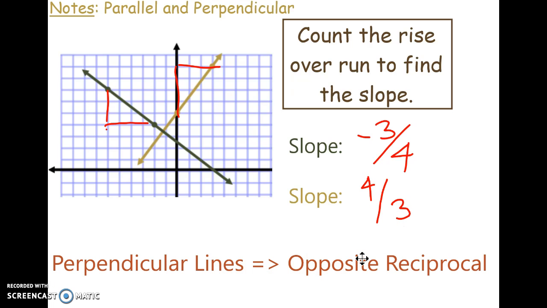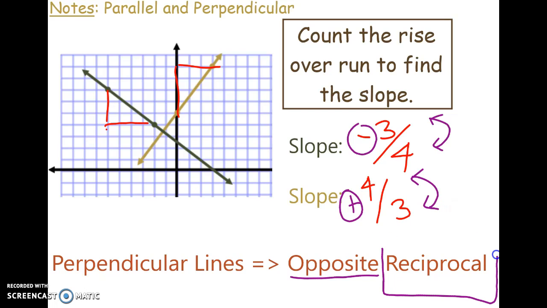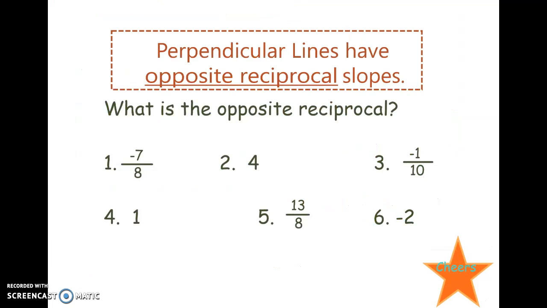So if you remember, perpendicular lines, their slopes are opposite reciprocals. The opposite part refers to the sign. The reciprocal is a flipping of the fraction. The 3/4 compared to 4/3 is the reciprocal. The opposite is the positive versus a negative slope. So what will be the opposite reciprocal of all of these? You don't have this on your paper, so you can just be thinking about it.